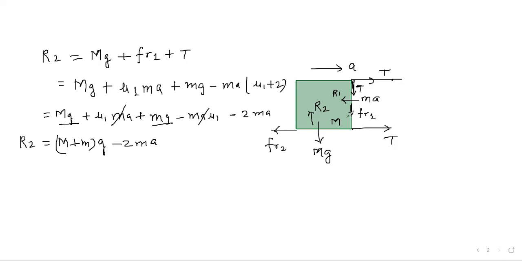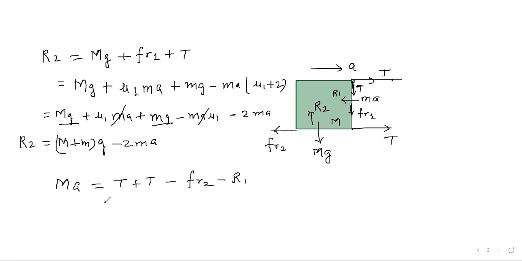Now let's balance the horizontal forces. Since this block is moving with acceleration A in this direction, we can say MA is equal to the total forces: tension plus tension, this tension and this tension, reduced by the frictional force, and this R1 is also acting in this direction. So frictional force FR2 minus R1.